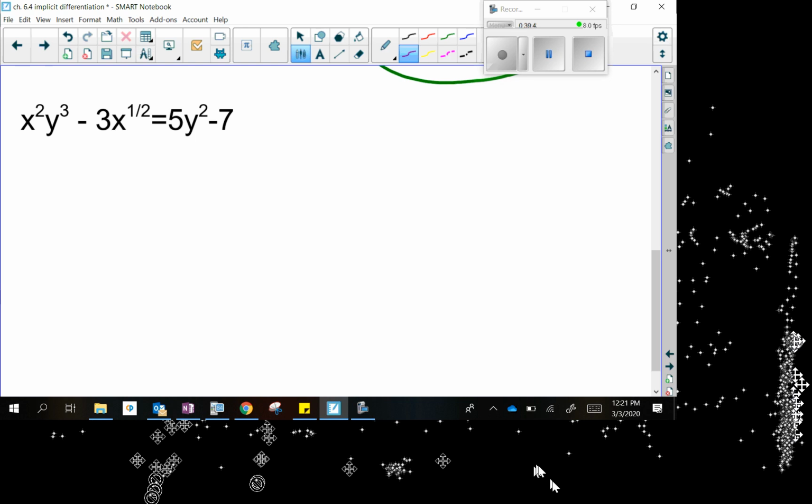This one's going to be a little tricky. Okay, well, kind of. We'll see. We're going to end up with a negative x. But x squared y to the third, who can tell me what we are going to have to use for that? Product rule. So, somebody want to tell me what to write? Go ahead, Grace.